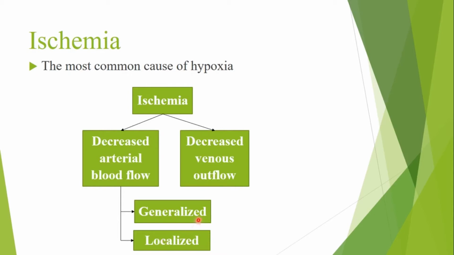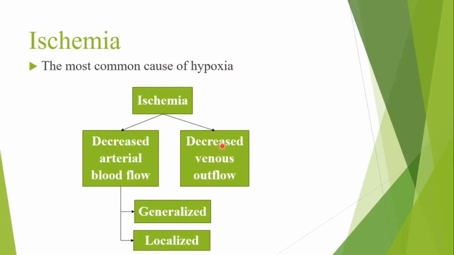An example of generalized ischemia is heart failure. In heart failure, the heart is unable to pump enough blood to perfuse the various tissues in our bodies. And it can be localized as well. For example, in coronary artery atherosclerosis, there is an atherosclerotic plaque, and this plaque reduces the amount of blood reaching the heart, and this can result in heart ischemia.